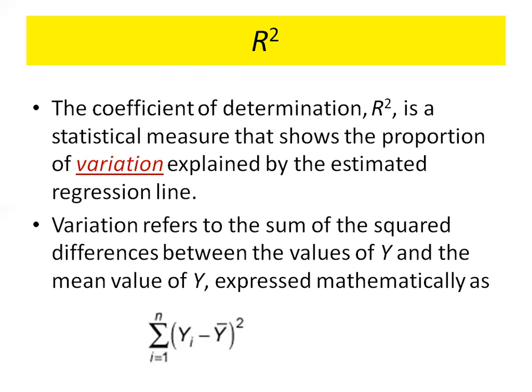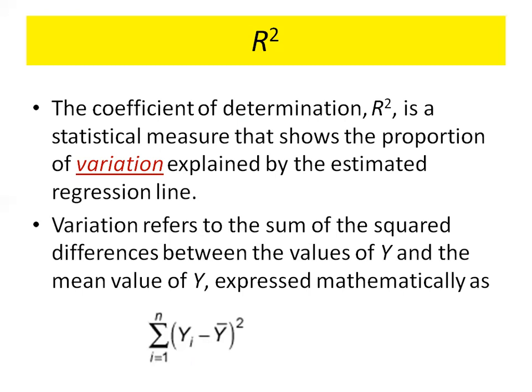Now, coming to this R squared. Whatever coefficient of correlation value we get, when we multiply it with itself, R squared gives the proportion of variation in y explained by the estimated regression line. That estimated regression line is estimated in the first place using the values of x. Now, what is this variation all about? Variation refers to the sum of squared differences between individual values of y and the mean value.